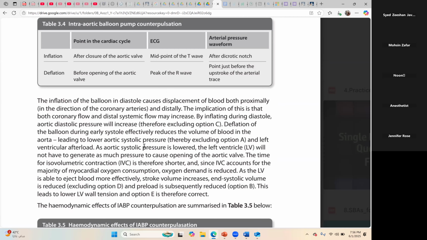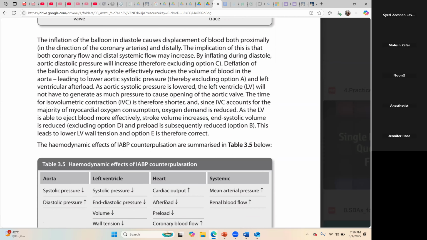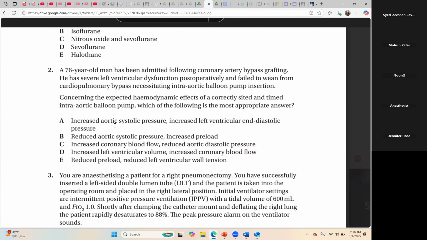So again, the basic thing you should be knowing is when it contracts and when it relaxes, and then all the positive effects will come. Okay. So, the aortic systolic pressure is decreased, not increased. Okay. Increased left ventricular end diastolic pressure, it is decreased actually.